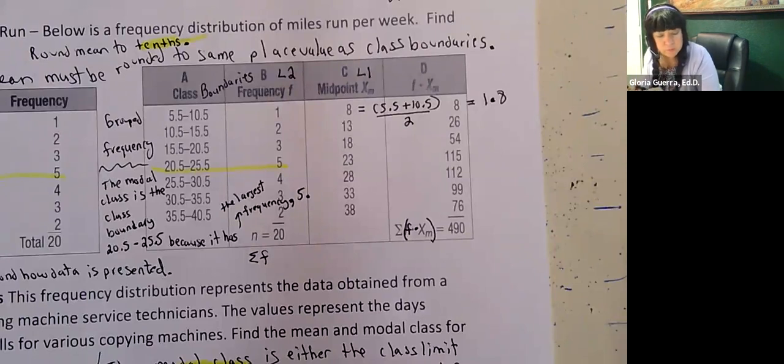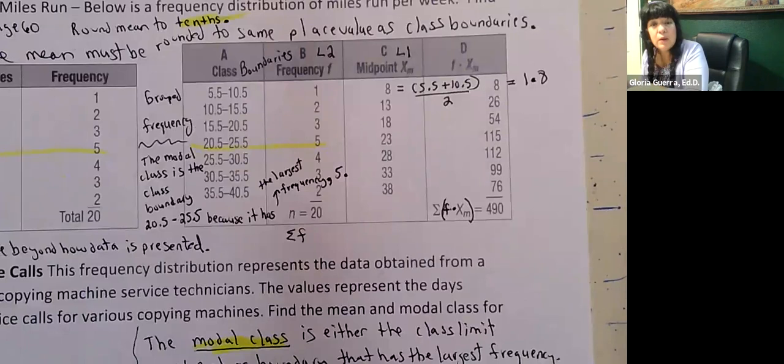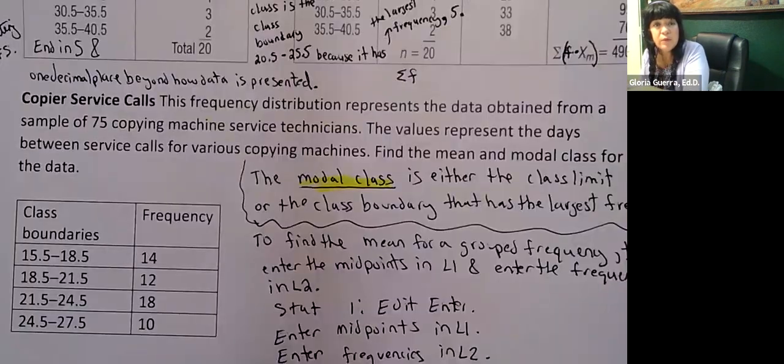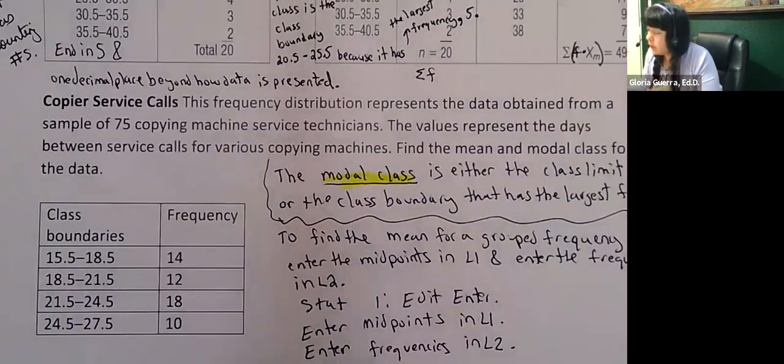Let's see. And let's see, this problem here, I think this is another one where we have the mean and the modal class.